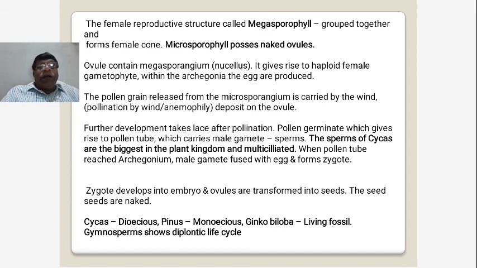One more point is that gymnosperms exhibit a diplontic mode of life cycle. I hope you have understood many things about gymnosperms. Thank you.